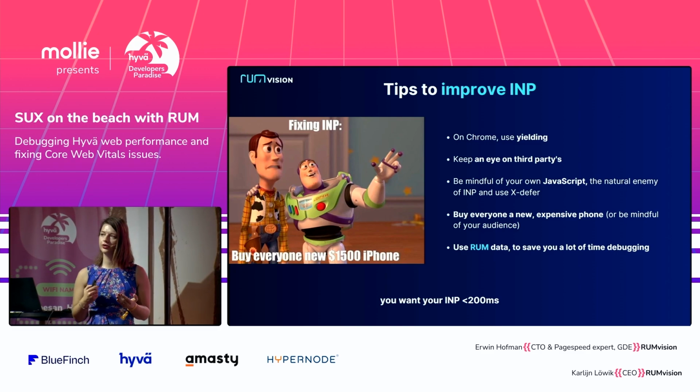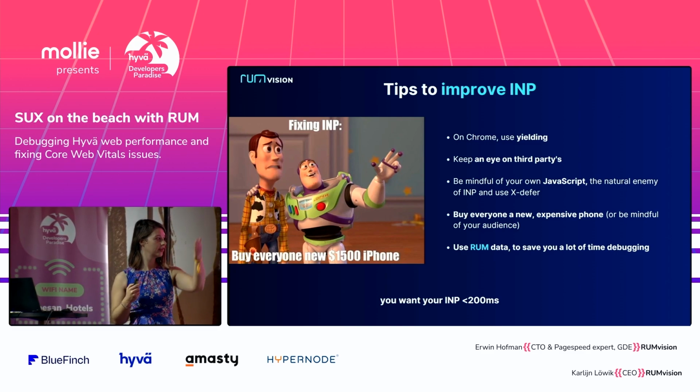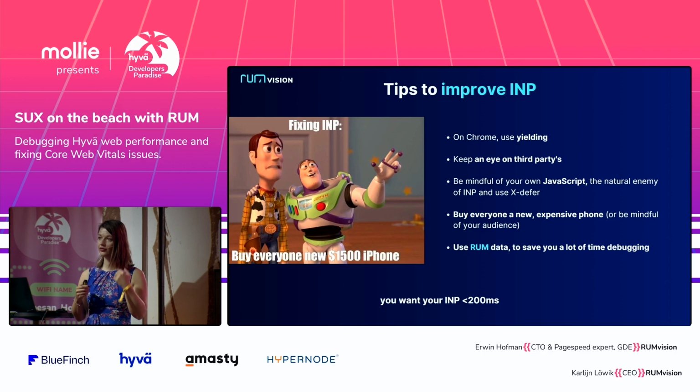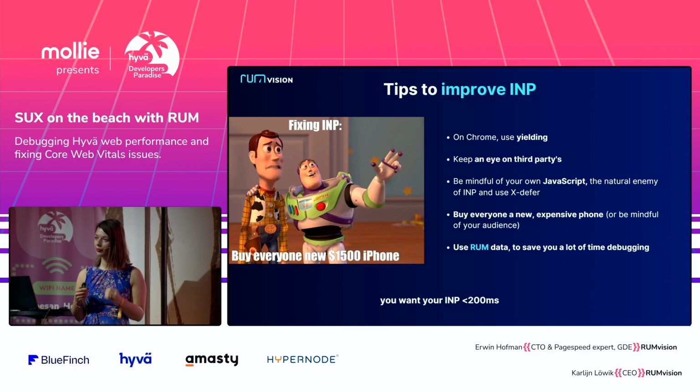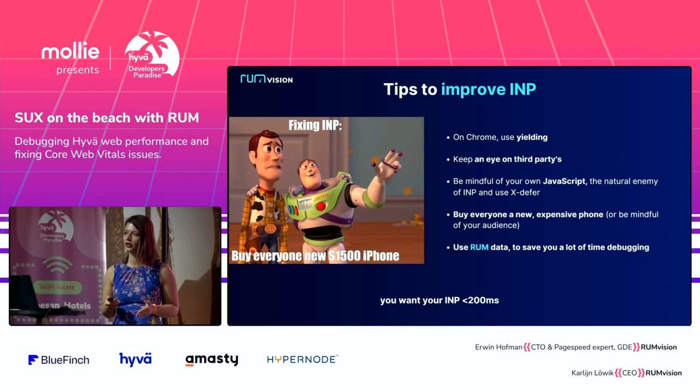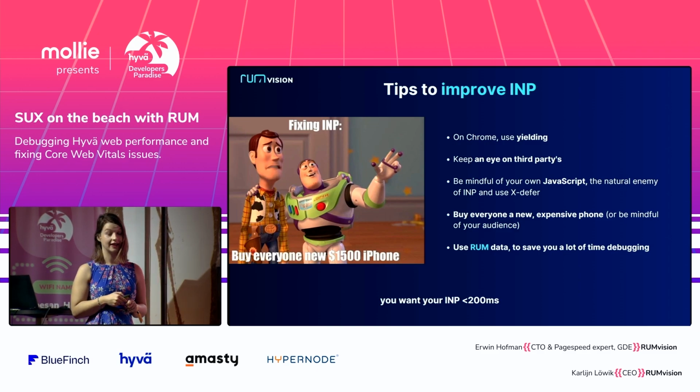What do you do? You can use yielding, and that means that if we're talking about the main thread, you say you are not important enough to hinder my user. Go away. I'll talk to you later. Keep an eye on third parties. Well, we talked about that.